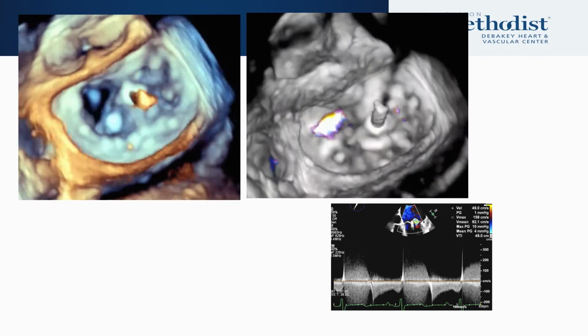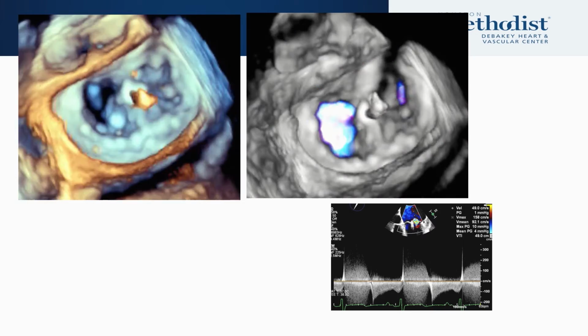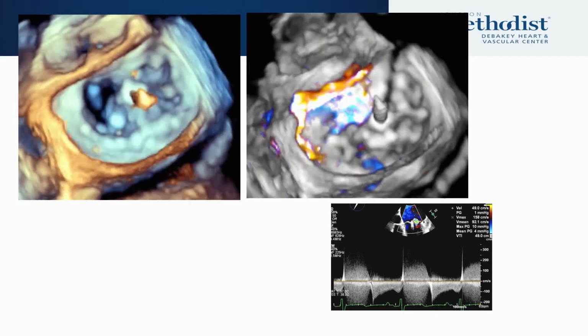On the bottom right, we see a gradient is down to 4 millimeters of mercury, so really the risk of creating mitral stenosis with a second clip is low in this case.